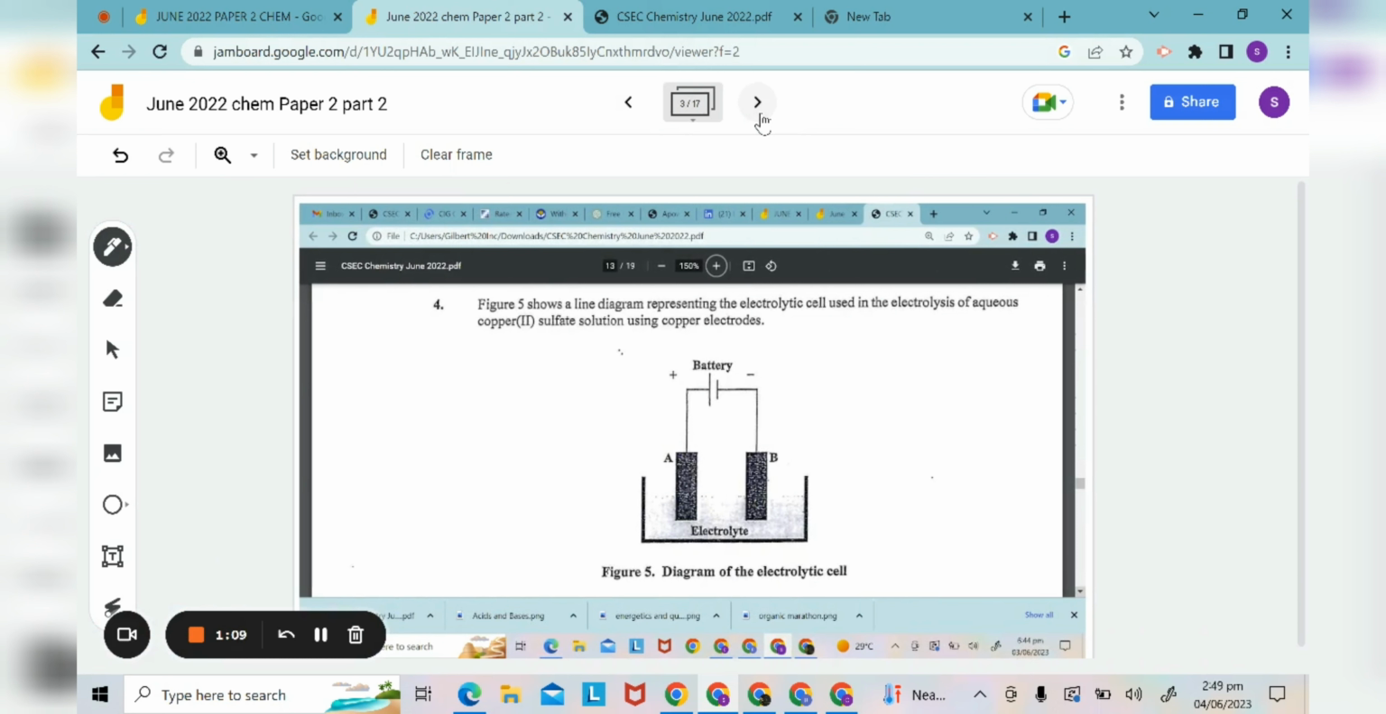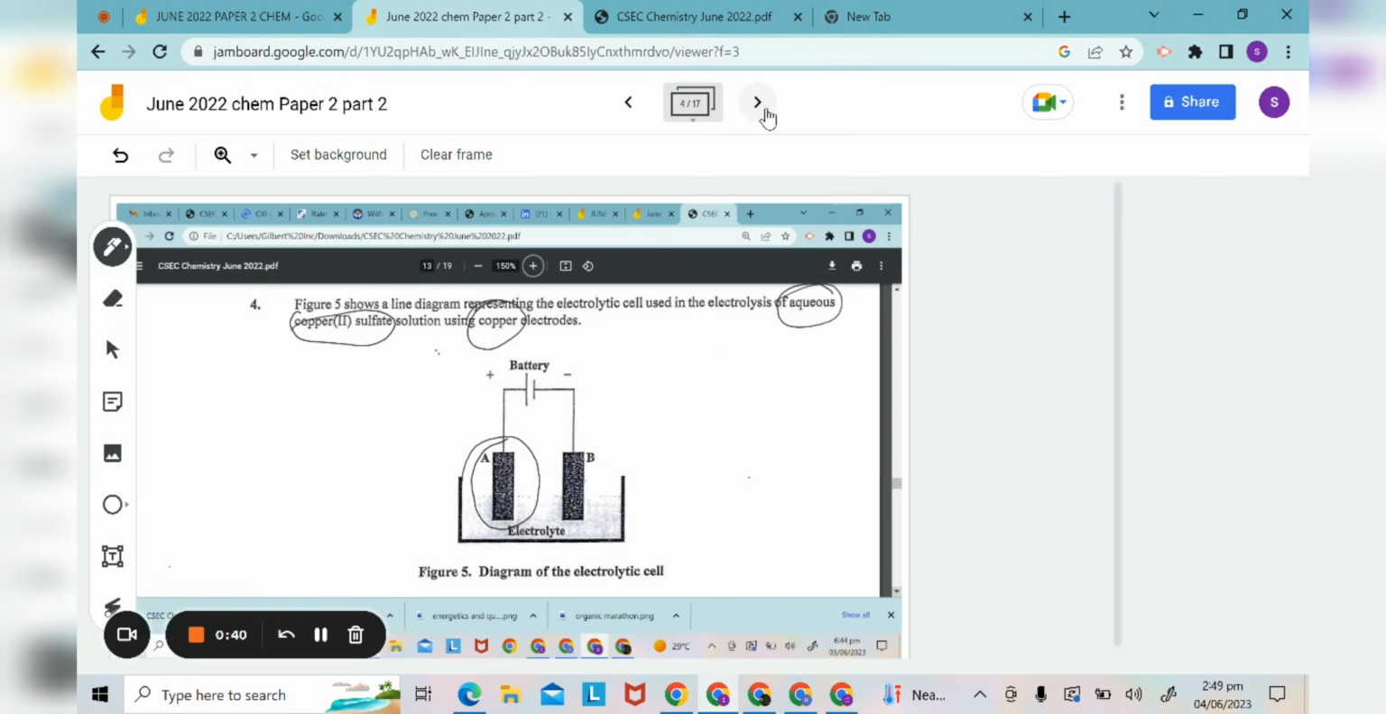Question 4, we're doing nicely. Figure 5 shows a line diagram representing the electrolytic cell used in the electrolysis of aqueous, and this is important, aqueous copper sulfate solution using copper electrodes. So therefore, these electrodes are active electrodes. So what happens at the anode is not discharge, but actually the anode is going to dissolve, and we're going to see that shortly. Okay, so let's see what the questions are asking us now.